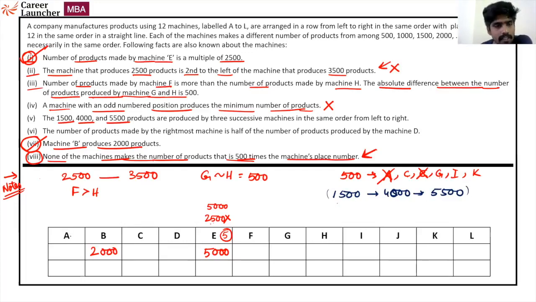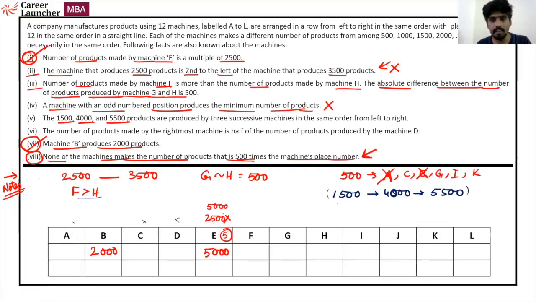This cluster of 3 cannot be among A, C, D because there is not enough space available for 3 of the items to be fixed. If it is F, G, and H, starting from F, 1,500, 4,000, 5,500, this condition will get violated. So the 3 machines could not have started from F.